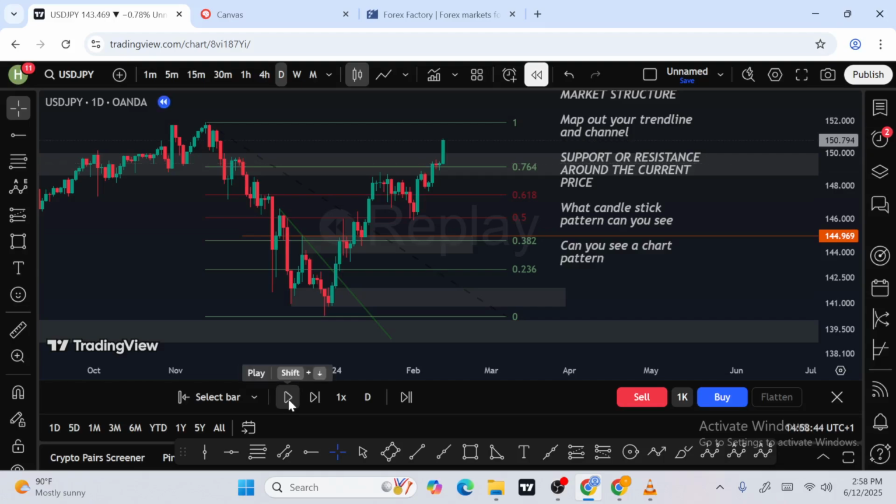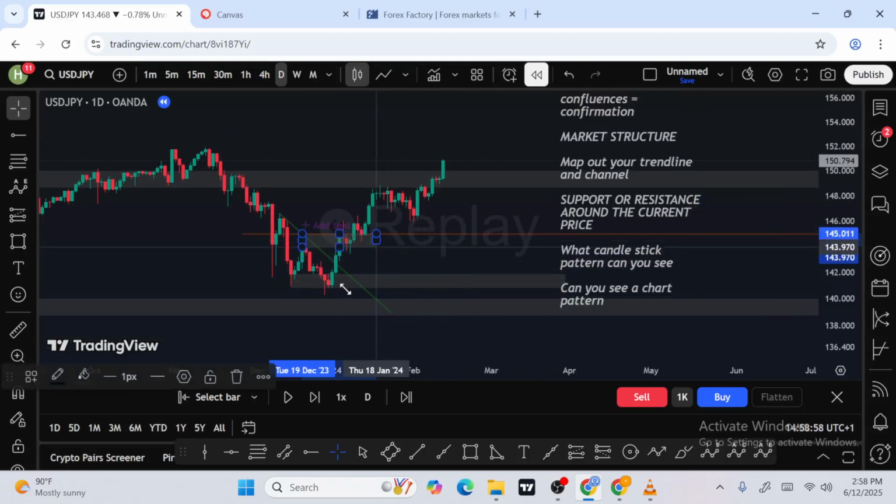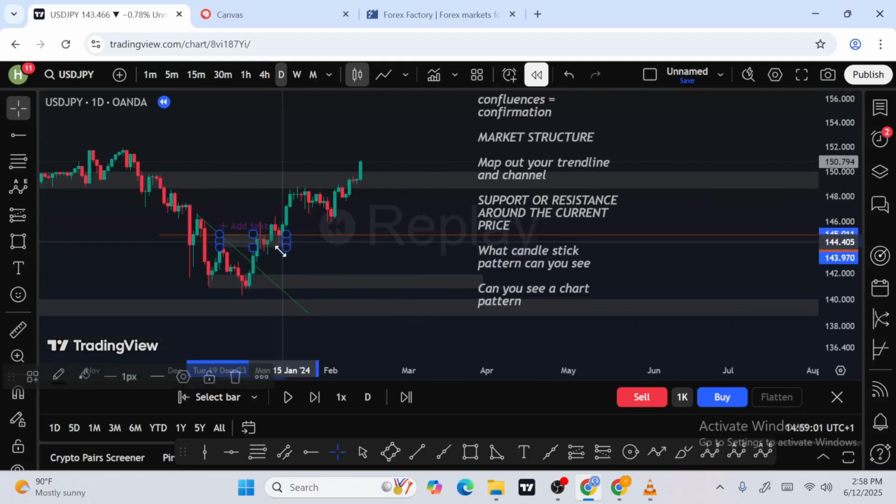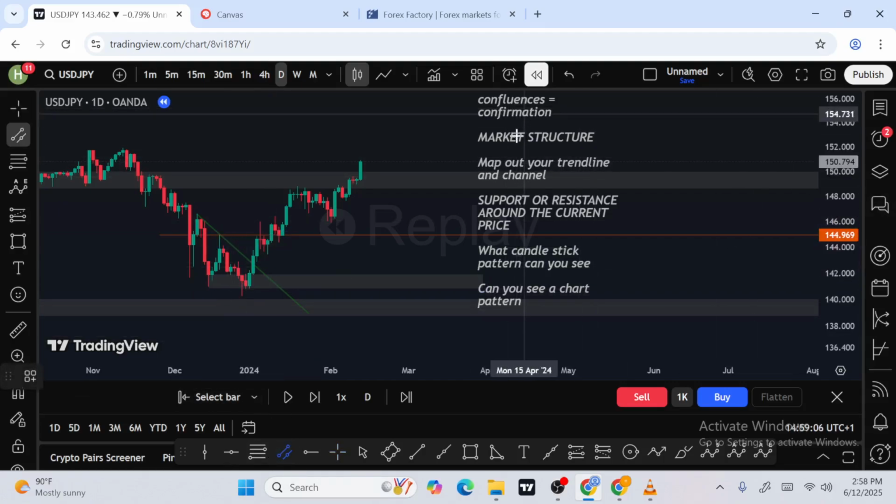Are you seeing it now? So this market is going in what trend? Higher high, higher low, higher high, higher low. The next higher high. So this breakout invalidates it. So you are seeing what? An uptrend right now. So what will you do? Take your channel. Is channel part of the confluences? Have we identified a market structure? So after we identify a market structure, what are we supposed to do? Map out your trend line and channel.